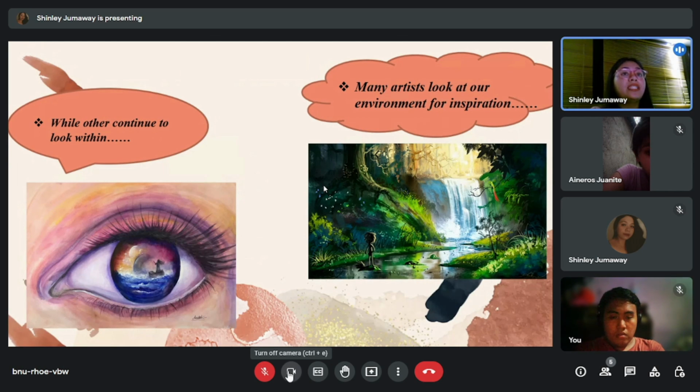And many artists look at our environment for inspiration. Not just the artist who paints, but a lot of people na they get inspiration by looking at nature. There are people who want to see the beach, to create some poetry, to create music. Others want to see trees para makaproduce sila ng artwork nila. And others continue to look within. It's okay if some of us don't have the talent like other people. We will eventually find out kung saan tayo magaling. Just take your time and be patient, and continue exploring your skills and abilities.